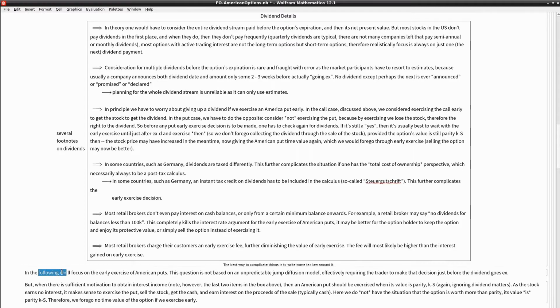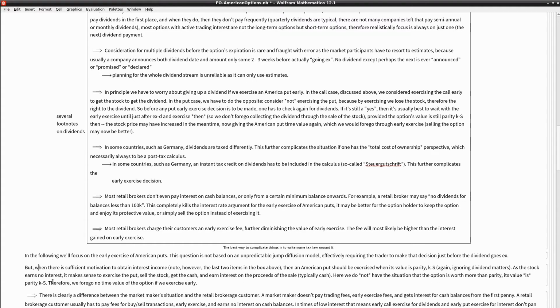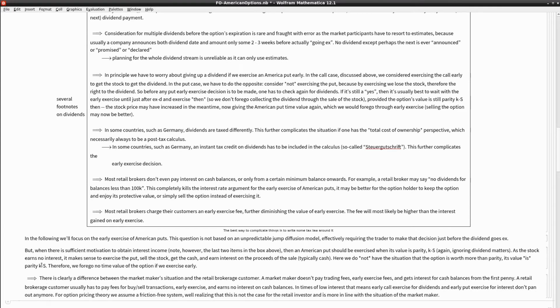So in the following, I'll focus only on the early exercise of American puts, because this question is not based on an unpredictable jump diffusion model, effectively requiring the trader to make that decision just before the dividend goes ex. That's a very important tactical operative decision, how you handle the early exercise of American calls. So we only focus on the puts here.